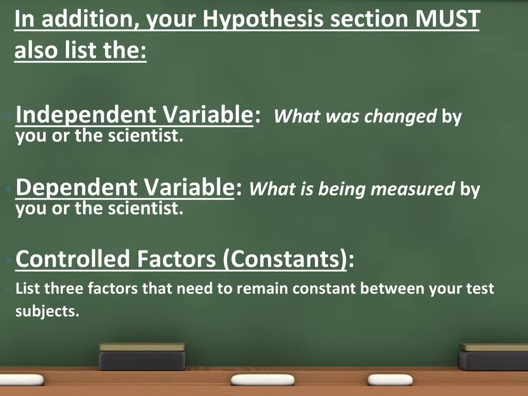So, in addition to your hypothesis section, you must also list the following. You have to add your independent variable, what was changed by you as the scientist, your dependent variable, what is being measured by you, the scientist. So you change the independent variable. The dependent variable depends on the independent. And your control factors, your constants. So list 3 factors that need to remain constant for your test.